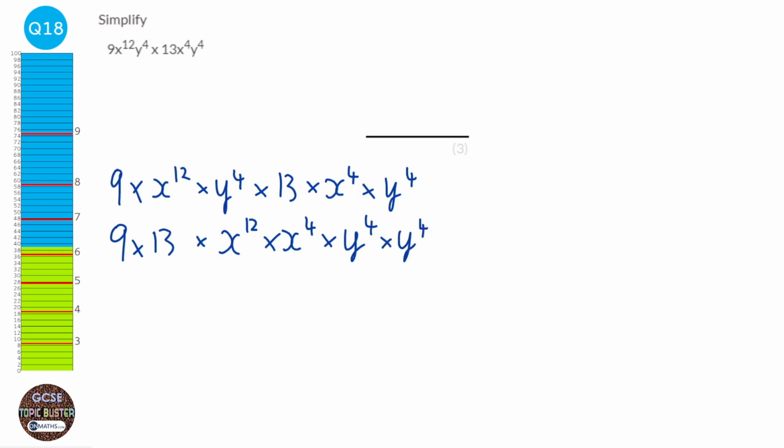So, first thing to do is 9 times 13, which is just 117. Then we've got x to the power of 12 times x to the power 4. Now we know when we multiply two powers of the same base, and the base is x on both of those, we just add the powers. So it's 12 plus 4, which is 16. So it'll be x to the power of 16. And then y to the power 4 times y to the power 4, we just add them together, so it's y to the power of 8.